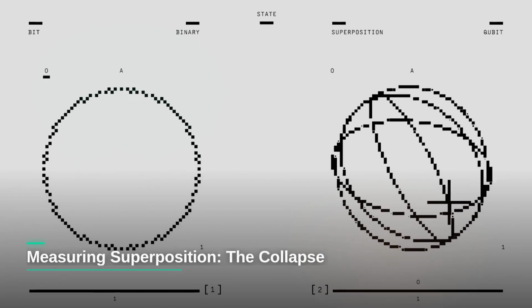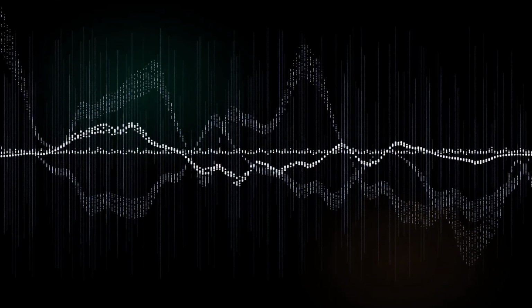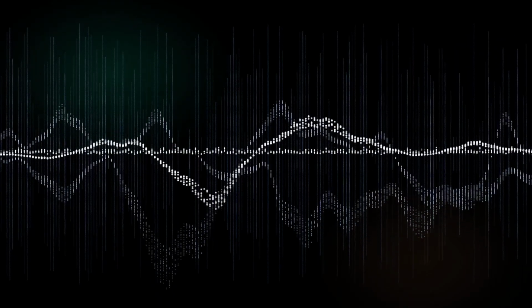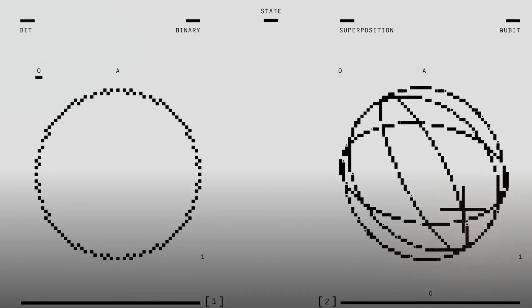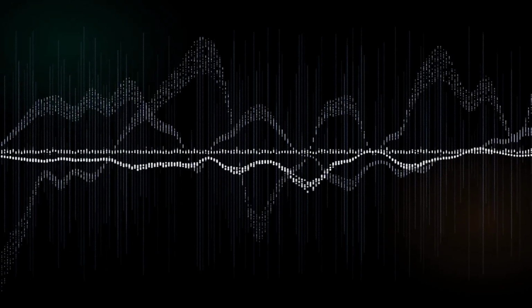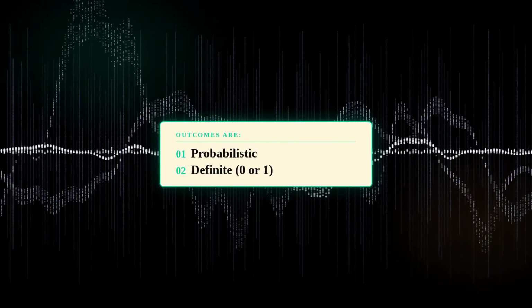Here's the catch with superposition: you can't just look at a qubit to see its combined state. The act of measuring a qubit forces it to collapse into a single, definite classical state, either a 0 or a 1. It's like catching that spinning coin. Once it's in your hand, it's definitively heads or tails. You only ever see one outcome, but the trick is that the quantum computer calculates using all possible outcomes simultaneously before that final measurement. The probability of measuring a 0 or a 1 is influenced by the calculations.